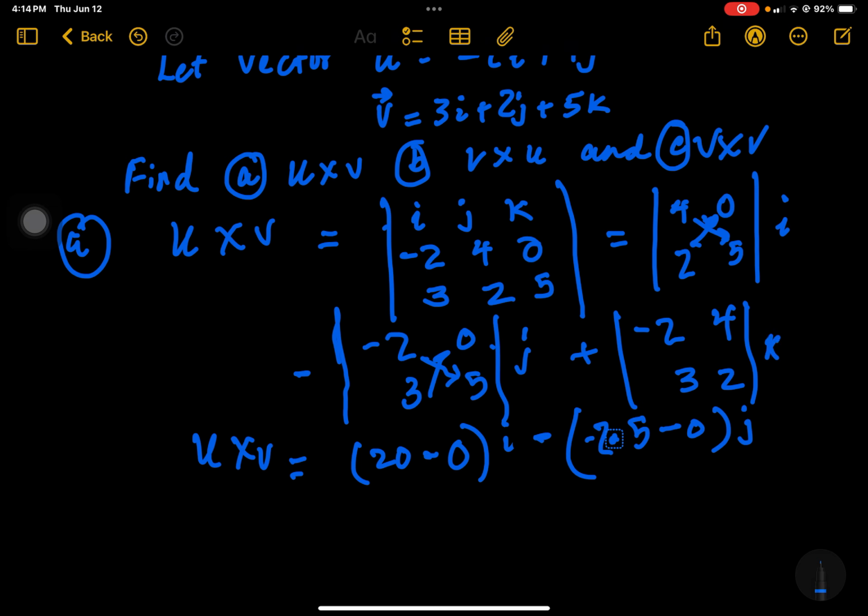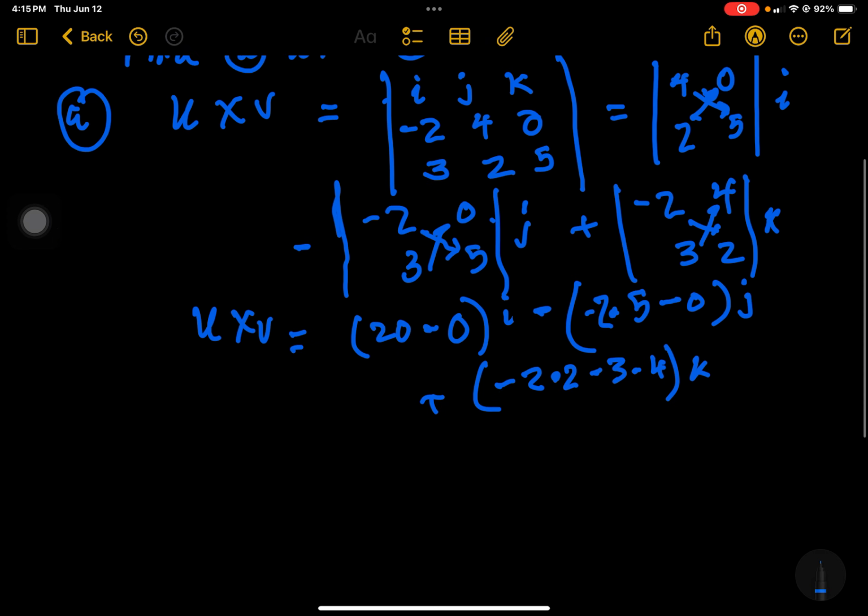And for the k component, it is plus minus 2 times 2 and 3 times 4, minus 2 multiplied by 2, then minus 3 multiplied by 4. That is the k component.